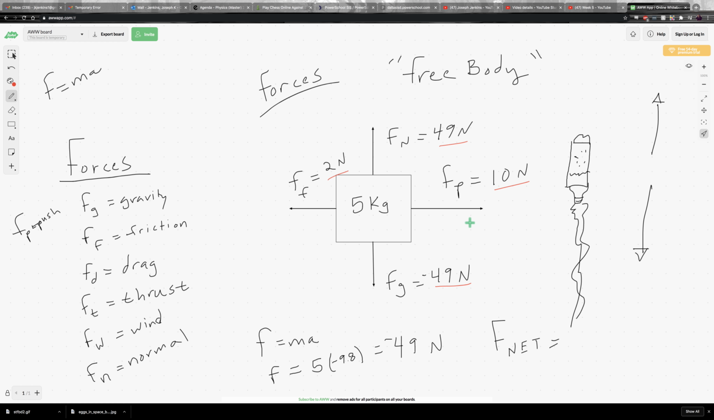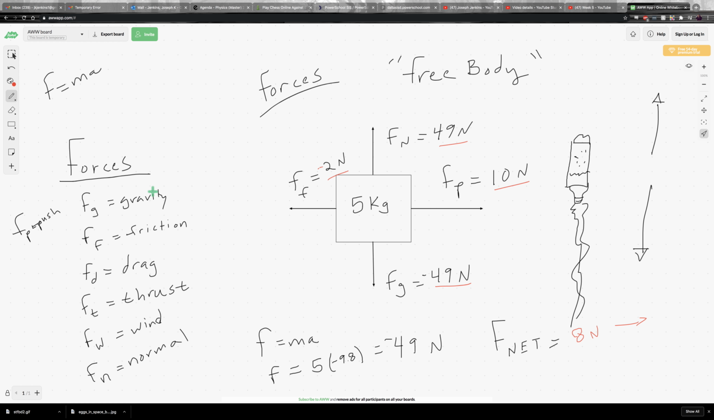But what is the net force? It's not going to be 10. Guess what it's going to be? I have to look at the directions. They're opposite, so I subtract them. This one is going to be a negative, and this one is going to be a positive. So the difference between them is 8. 8 newtons. There's 8 newtons of net force on this to the right.